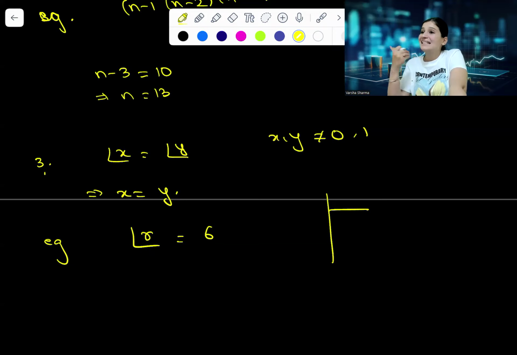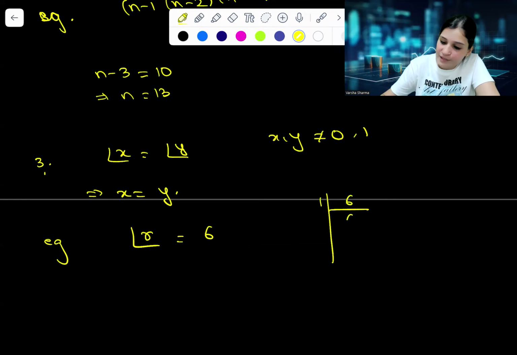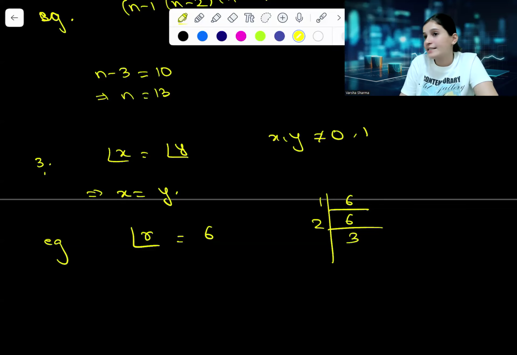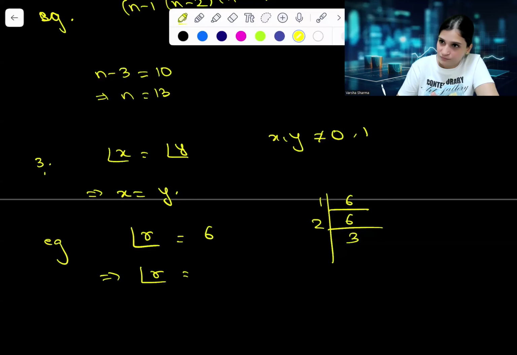So we factorize, not necessarily prime factorization. We go in a serial order: 1, 2, 3, so that I get a sequence. So 6 will be divided by 1, 2, and I get 1, 2, 3. Which one is larger? 3 into 2 into 1. So it is which factorial? 3 factorial. Because 3 factorial means 3 into 2 into 1.